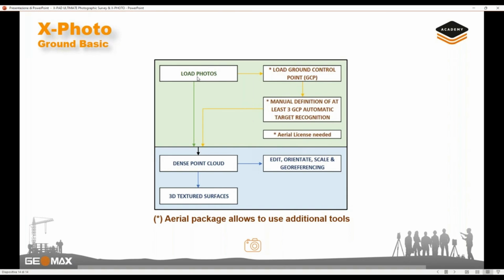So we must import the photos and then move directly to the output, to the 3D reconstruction menu, from which we can create a dense cloud. Then we can edit, orient, and scale the point cloud using the tools that we already saw, and then we can create the 3D textured surfaces. Of course, the result is different, but you can have a better result only if you are using the dataset and the suggestions that I showed you in the first part of the webinar for the photo acquisition.